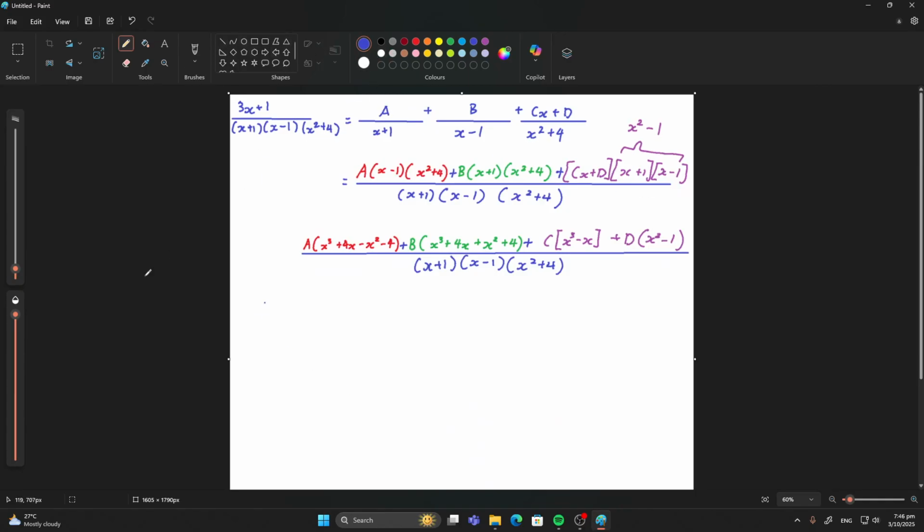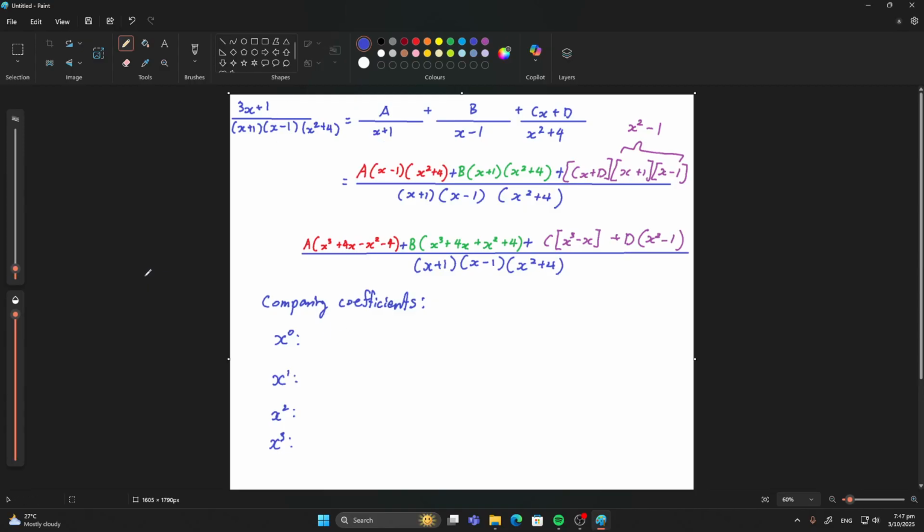Comparing, sorry if my mic is peaking, coefficients. Let's go down the row. Let's compare when to the power of 0, to the power of 1, to the power of 2, and to the power of 3. The reason we're doing up to the power of 3 is because that is the maximum term that we are looking at.